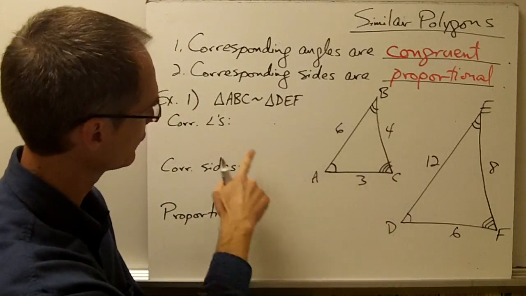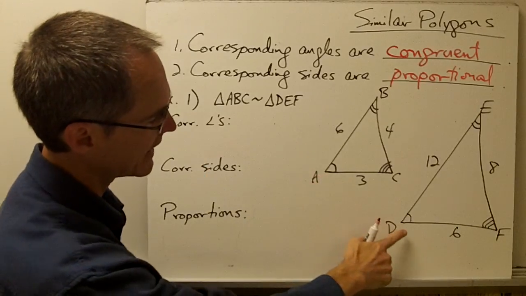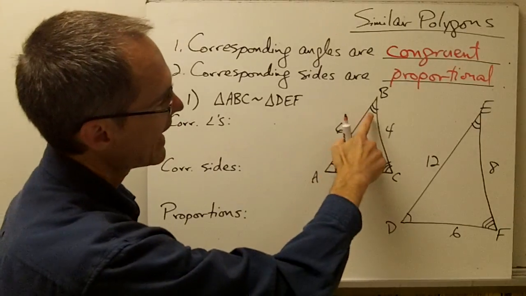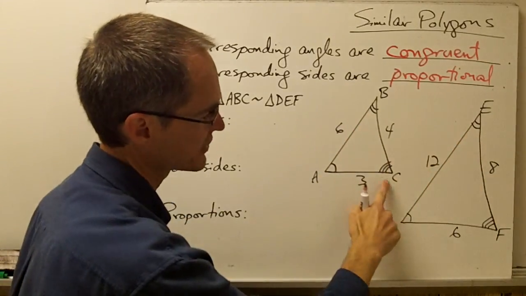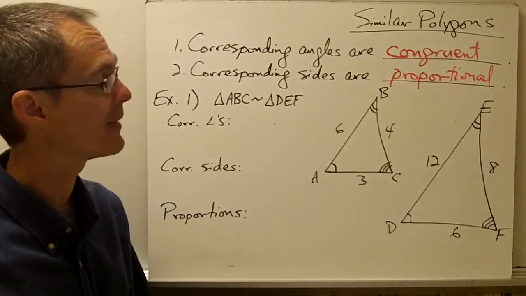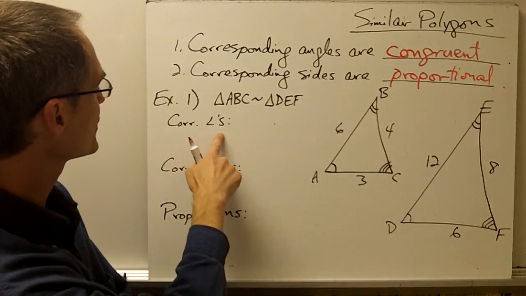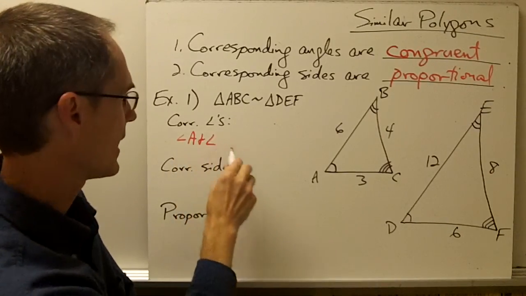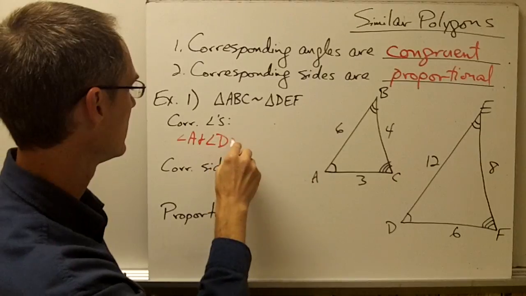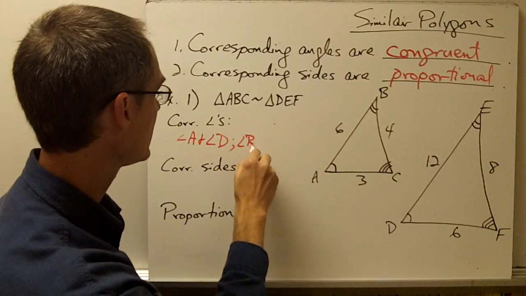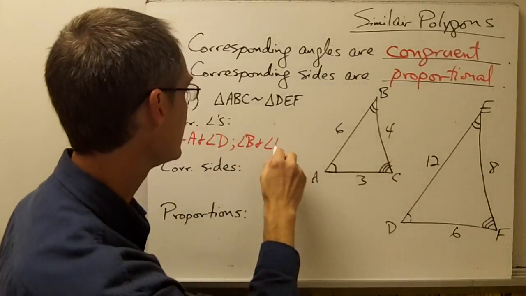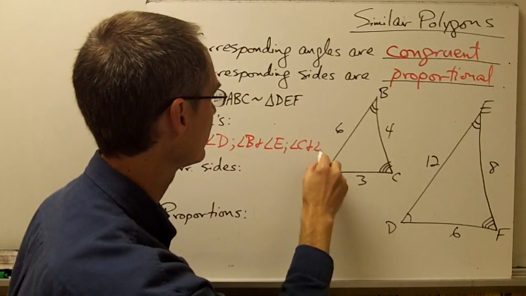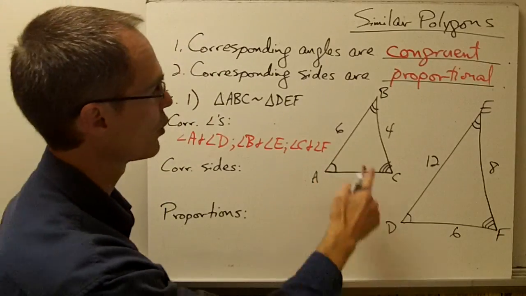One, I can just look at the picture for my angles. I can see that angle A and angle D are congruent because they have that single curved hash mark. Angle B and angle E are congruent, and angle C and angle F are congruent. So those are all of my corresponding angles. So I could just say the corresponding angles then are angle A and angle D, that's one pair. Angle B and angle E, that's another pair. And angle C and angle F. Those are my pairs of corresponding angles.